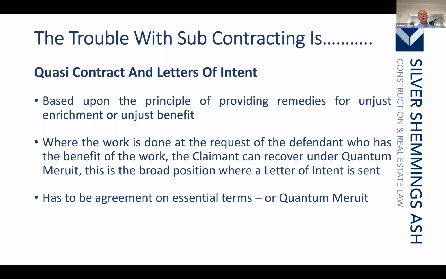Now, I wonder how many of you have been on projects where there is a letter of intent, and when submitting your applications, you've submitted them on the basis of quantum merit. It very rarely happens. Everybody assumes the contract is in place and the main contractor and subcontractor make their applications based upon their tender. But the reality is that's not their entitlement. That's their entitlement if and when the contract is entered into. And if the contract is not entered into, they're entitled to quantum merit, a reasonable amount.